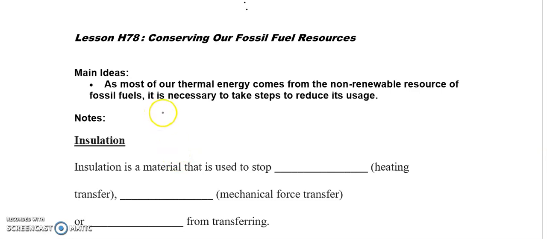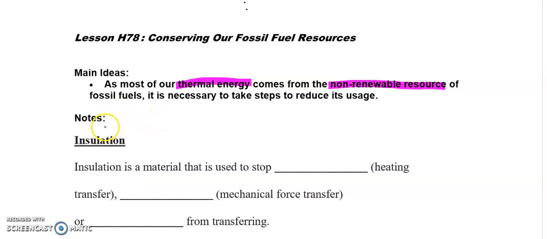One of the main ideas here is that conserving our use of thermal energy matters, because the thermal energy stores come from the non-renewable resources of fossil fuels. And because it is a non-renewable resource, our consumption of it is something that we should always be wary of.